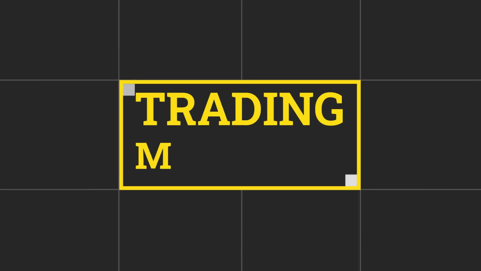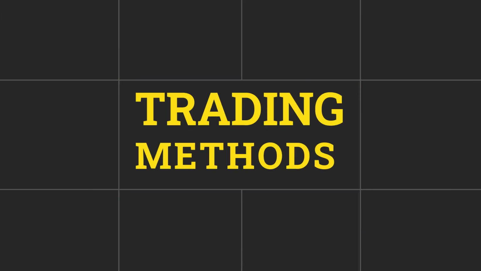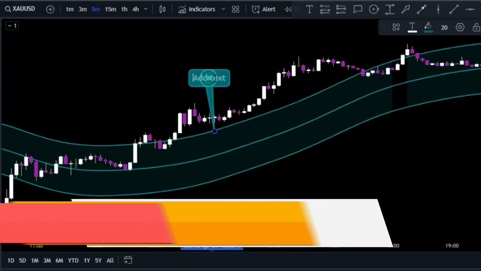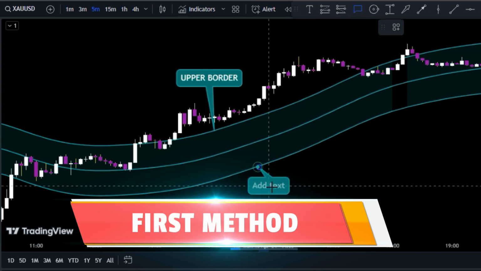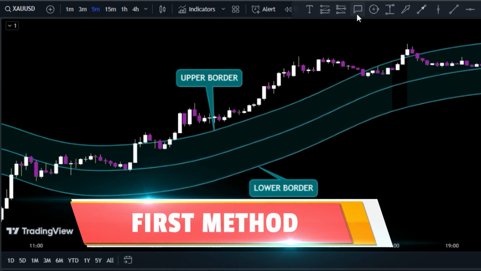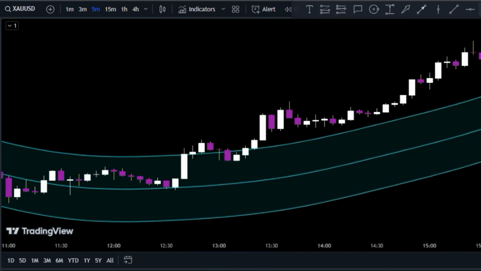Alright, now let's dive into two simple methods for using this awesome indicator in your trading strategy. First up is the price breakout method. Keep your eyes peeled for when the price jumps above the upper line. That's a bullish breakout, folks. Time to buy and jump into the trade.